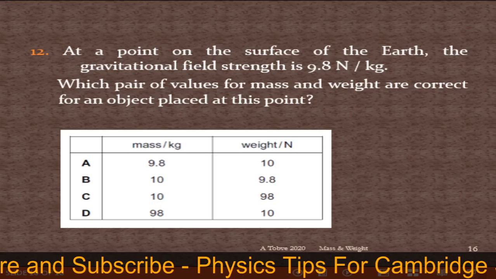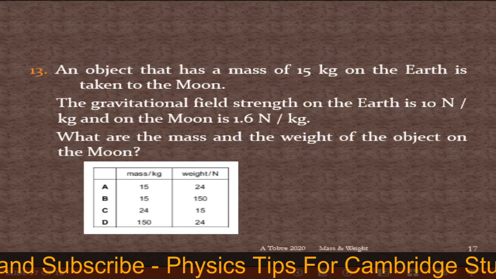Number 13. An object that has a mass of 15 kg on the Earth is taken to the Moon. The gravitational field strength on the Earth is 10 newtons per kg and on the Moon is 1.6 newtons per kg. What are the mass and the weight of the object on the Moon?